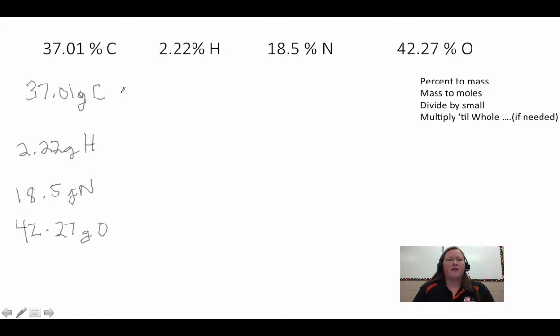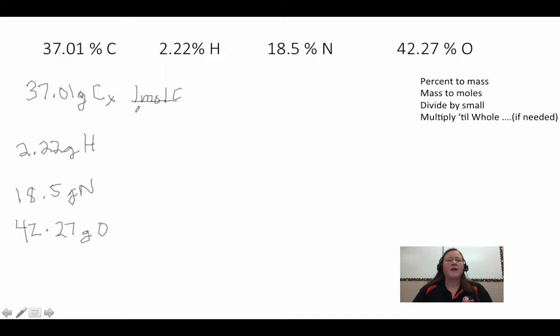Now, if this is the first time this video has ever been used in a class, I am looking at the whiteboard right now because the same calculations are written out on the whiteboard if you want to use that as a reference because of my sloppiness. So, mass to moles. I'm going to convert each one of these to moles, multiplying by a conversion factor.